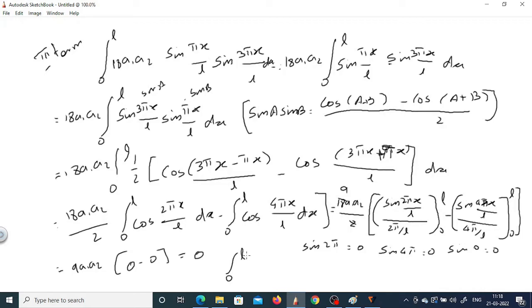So the third term is the integral from 0 to L of 18 A1 A2 sin pi x by L into sin 3 pi x by L into dx, which is equal to 0. I got that for the third term. After that, what happens? We substitute the first term, second term, and third term into our initial strain energy equation. Let's see.